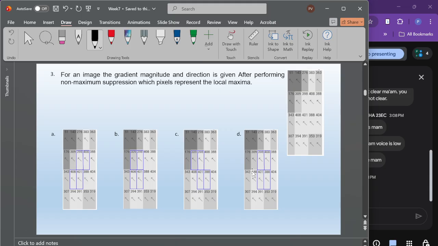Now moving to our next question, which is question 3. So for an image, the gradient magnitude and direction is given. After performing non-maximum suppression, which pixel represents the local maxima? They are asking: the image gradient magnitude and direction is given, and after performing the non-maximum suppression, which pixel represents the local maximum. So here four options are given and in each option they have just indicated the pixel values. So now we need to choose which one is the correct one.